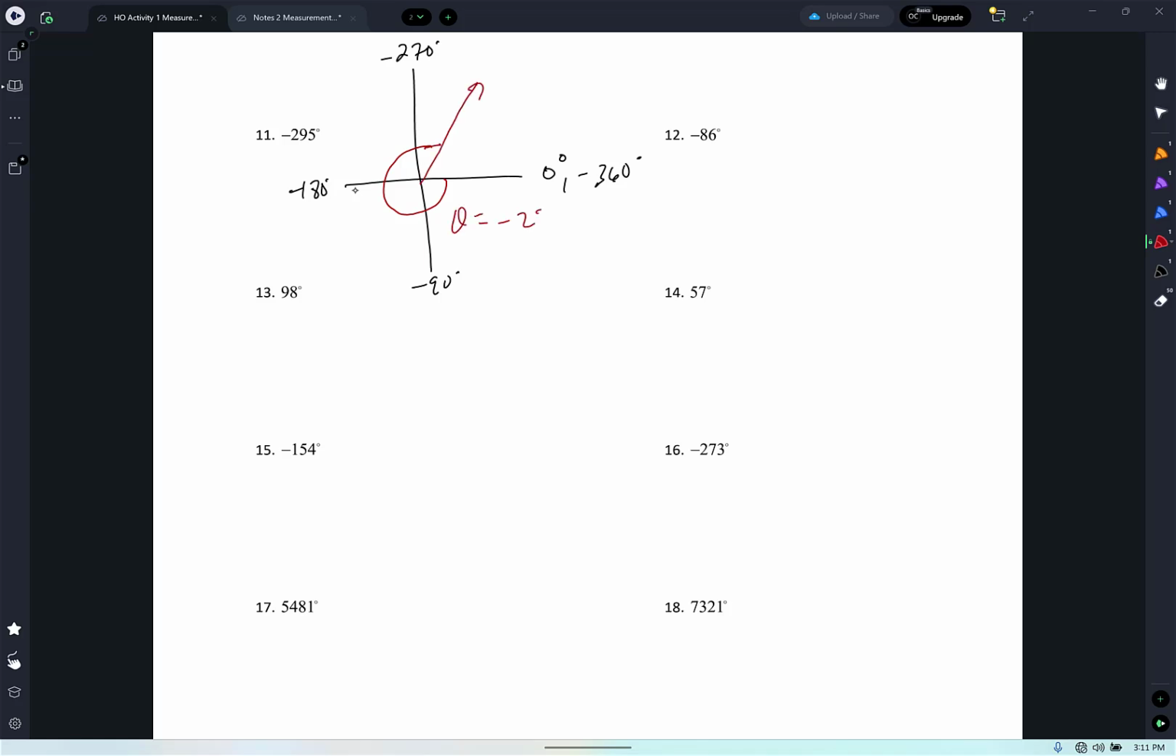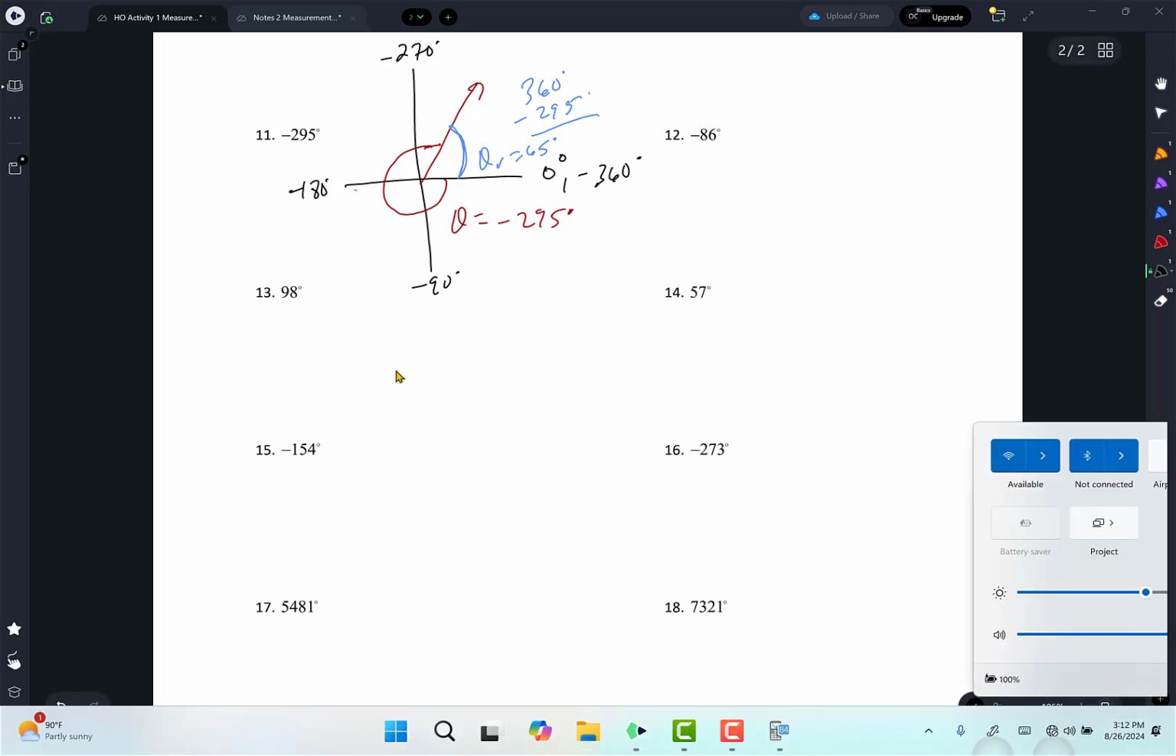Theta equals negative 295 degrees. Your reference angle is with respect to the horizontal. The number one mistake you guys do is you do it with respect to the vertical. So you're going to go 360 minus 295. What's that? 65. So that's your reference angle. Theta r equals 65 degrees. You see how we did it?